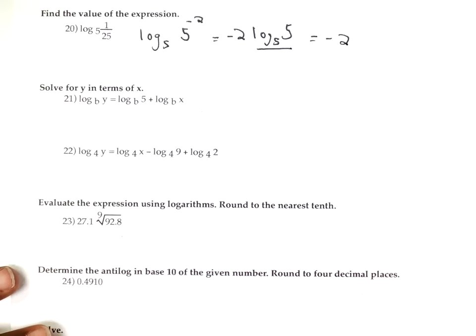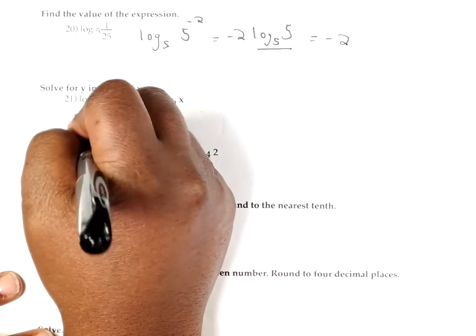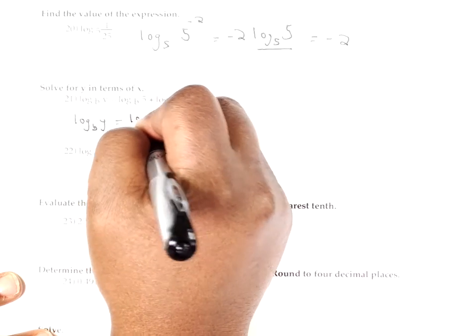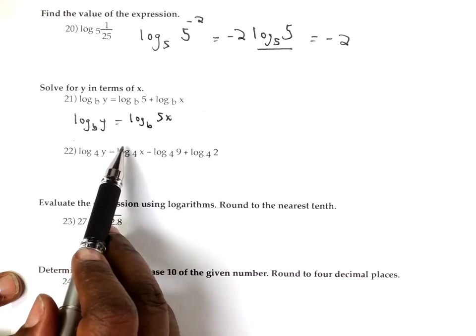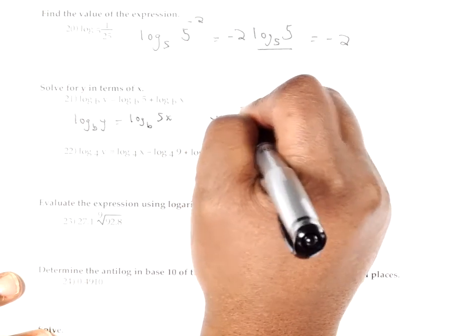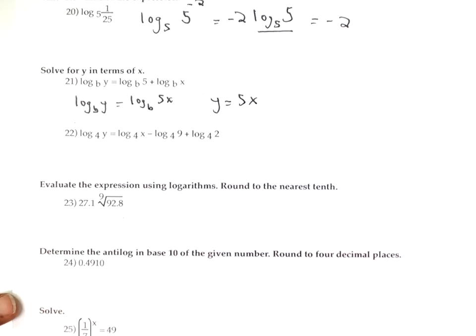Number 21, solve for y in terms of x. I'm going to put it together on the right hand side, so that would become log base b of 5x. And because they're both log base b and they're equal to each other, then we can say those arguments are equal. So we get y is equal to 5 times x.